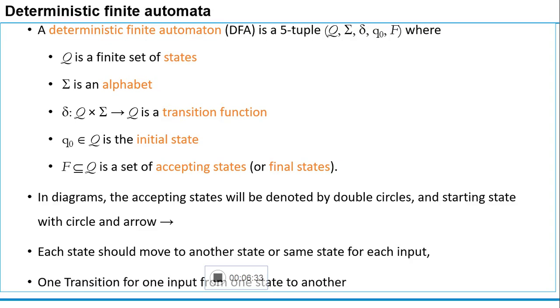And you have an initial state. The initial state will be called Q naught, and you have a set of final states, called F. The initial state is represented with an arrow, and the final state is represented with double circles. In the case of a deterministic finite automaton, if you have a start state and you read a particular input, it will move to only one state. If it moves to more states, then you call it a non-deterministic finite automaton. So there will be only one transition for one input from one state to another state.